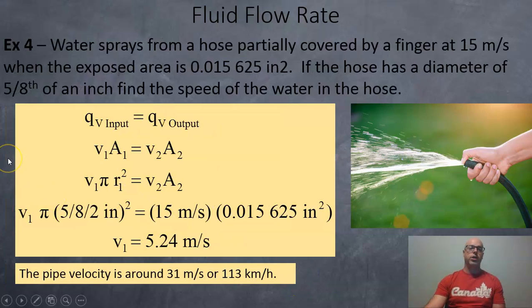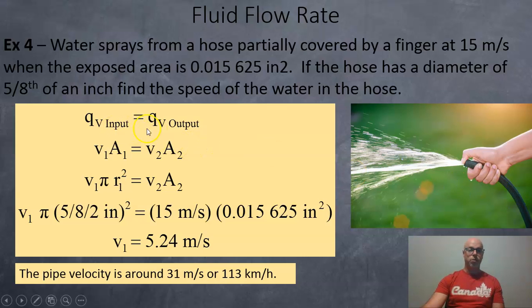Okay, last question, example 4. Water sprays from a hose partially covered by a finger at 15 meters per second, and the area that's left open right here is only 0.015625 square inches. So if the hose has a diameter of 5/8 of an inch, which is your typical US garden hose, then what is the speed inside the hose, right around here?